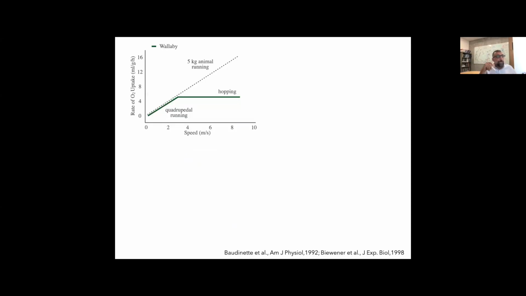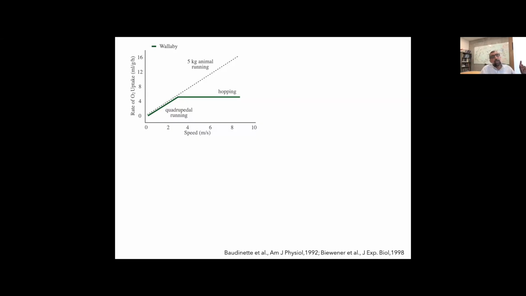In 1992, Russ Baudinette made a really interesting observation, which is that if you track the rate of oxygen uptake, or rate of oxygen consumption, in a locomoting animal, let's say a 5 kilogram animal that's running, we know that as the speed increases, the metabolic cost of that behavior increases linearly across most animals. That's simply because as our speed increases, our stance time gets shorter and shorter. We still have to support our body weight with every stride.